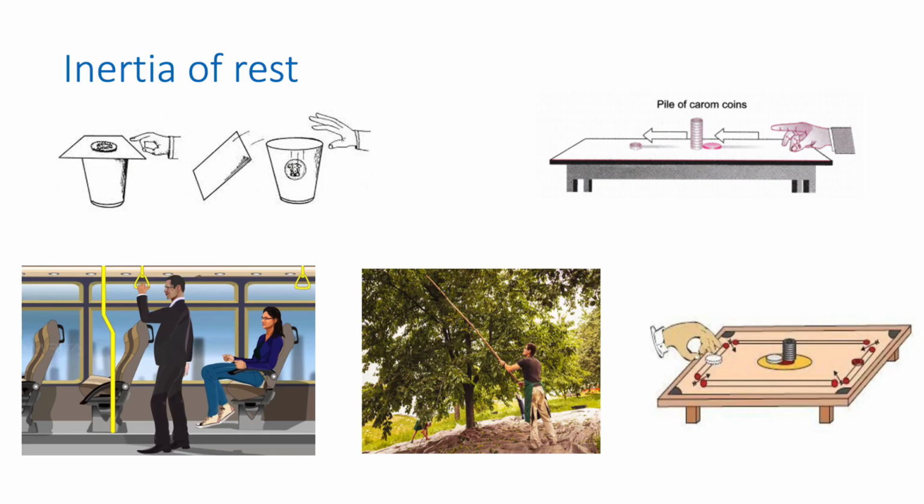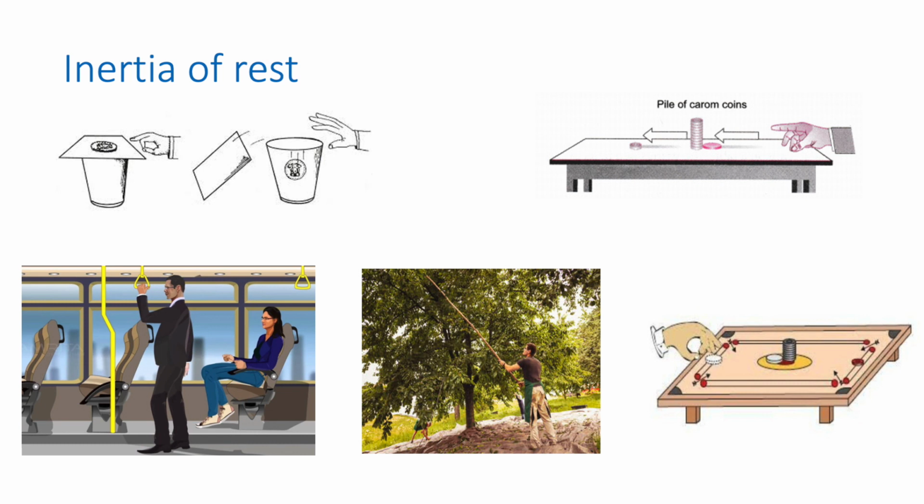We can see some examples for inertia of rest. In the first picture, you can see a glass, then a cardboard and a coin. If you strike the cardboard, it will fall, but the coin will remain in its state of rest due to inertia. As a result, it will fall into the glass.